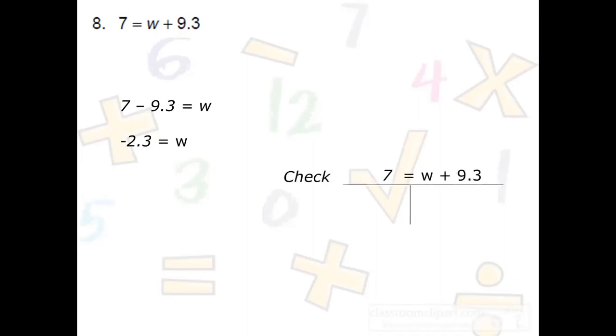Now, how do we check? Replace the W with negative 2.3. Now the rule stays the same. If a negative number and a positive number, we subtract the numbers. So 9.3 minus 2.3 will give you 7, 7.0, right? If you write here 2.3 and subtract, 3 minus 3 will be 0, 9 minus 2 will be 7, so that will give you 7. Both sides have 7. How did it become a positive 7? Because 9.3 is positive, so it became positive as well.